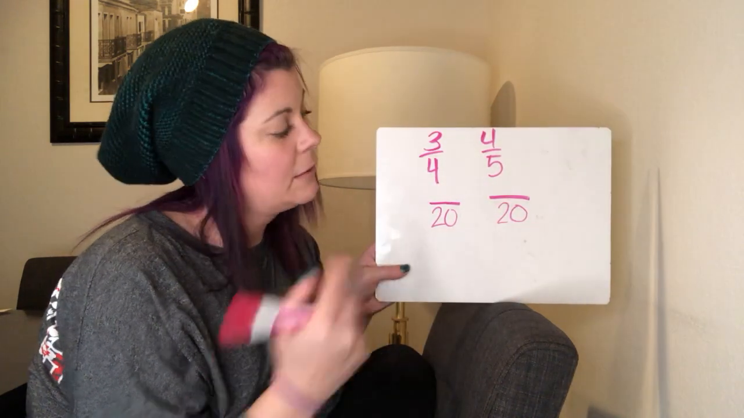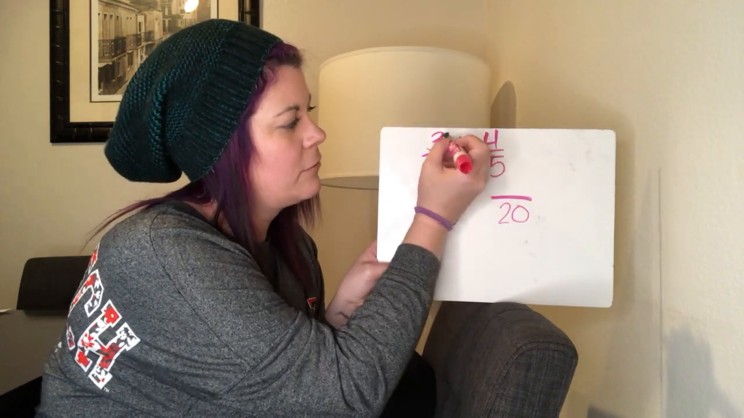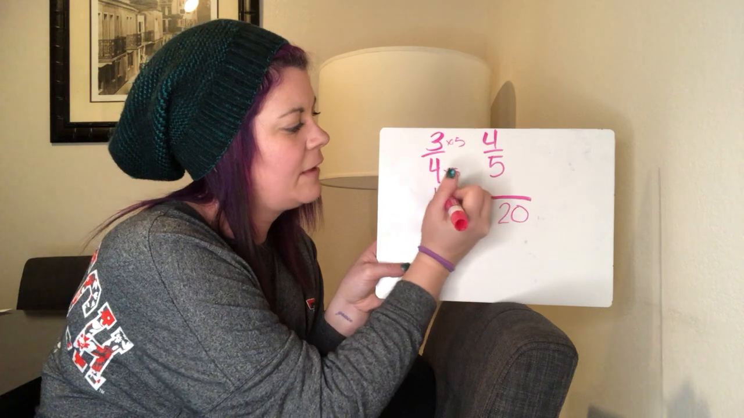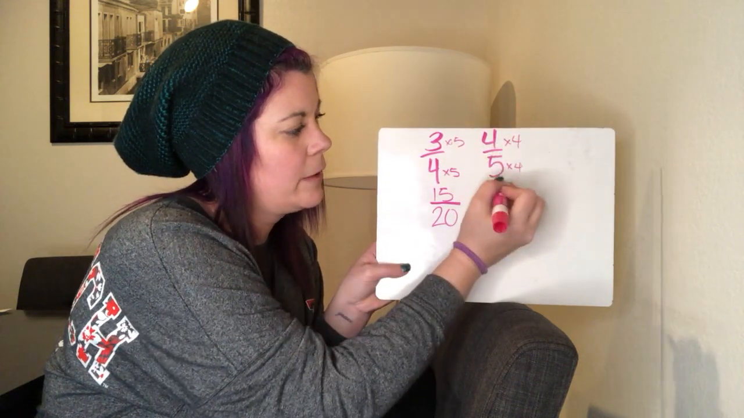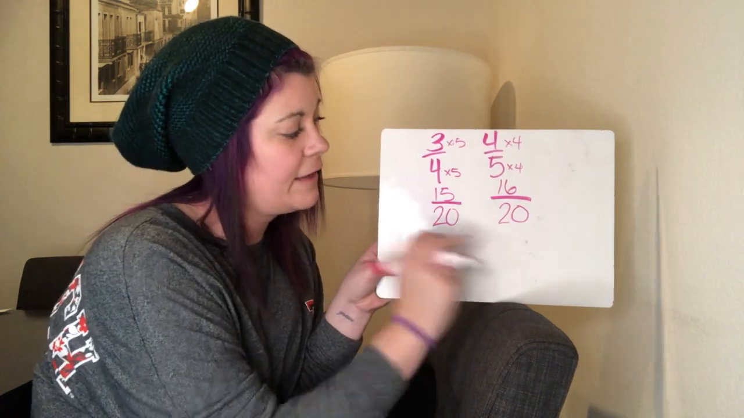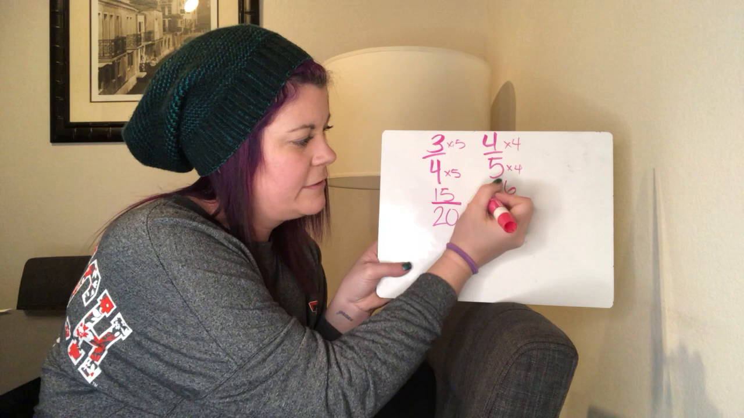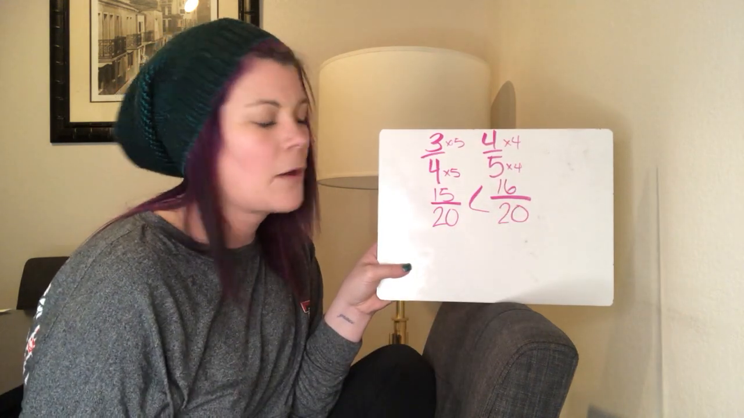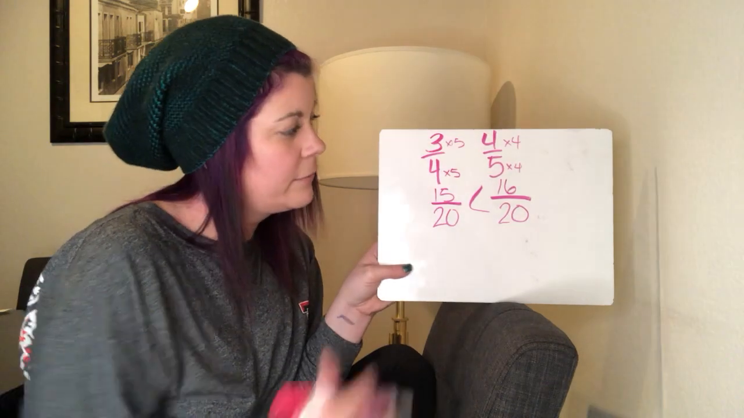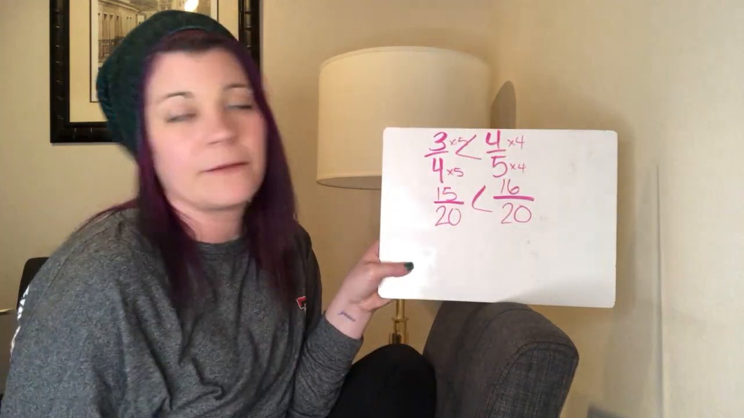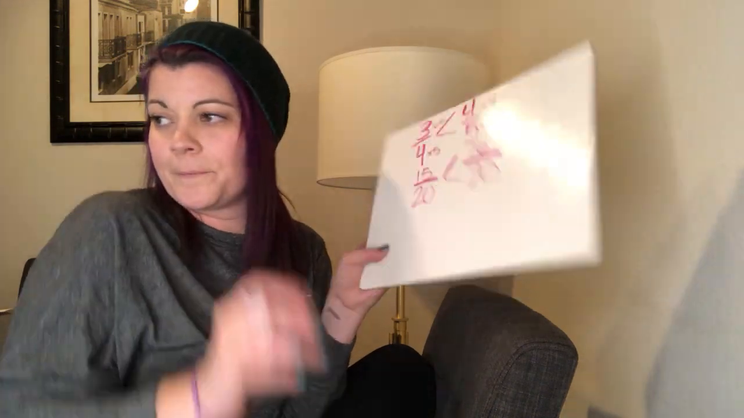So I know 20, and 4 goes into 20. Then 4 times 5 gave me 20, so 3 times 5 is 15. 5 times 4 gave me 20, so 4 times 4 is 16. And now since they have the same denominator, I can compare them. I just look at the numerators. 16 is greater than 15, so we do a less than sign. 15/20 is less than 16/20. So 3/4 is less than 4/5.